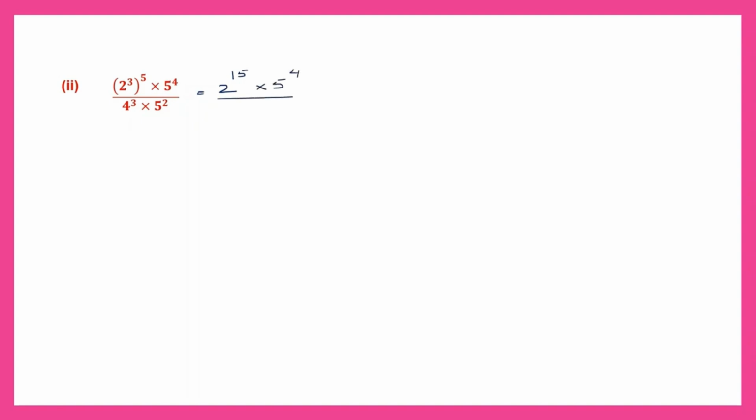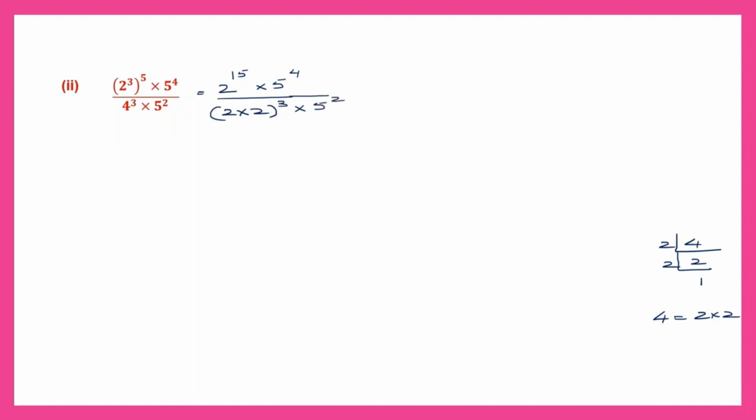Now in the denominator, as you can see, we have 4 which is not a prime number. All these are prime numbers, isn't it? 4 is not a prime number. So let's get the prime factors of 4. So that will be 4. Let's divide by 2. 2 twos are 4. Again we have 2. 2 ones are 2. So what are the prime factors of 4? 2 into 2. So let's write that. So that is (2 into 2) raised to the power of 3 into 5 to the power of 2.